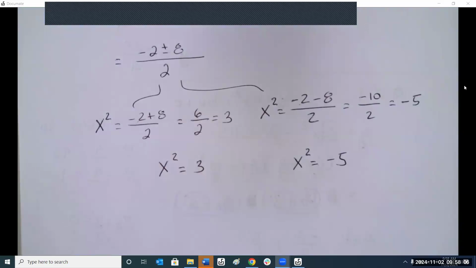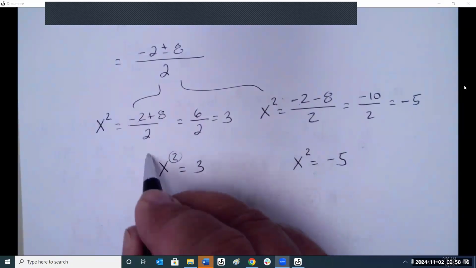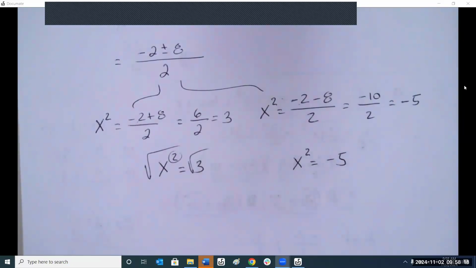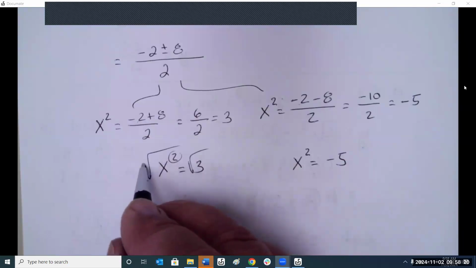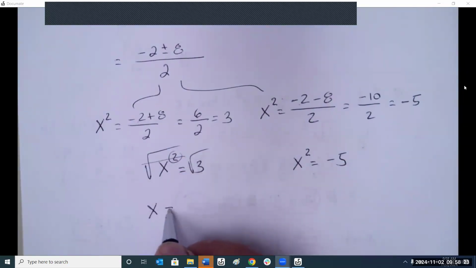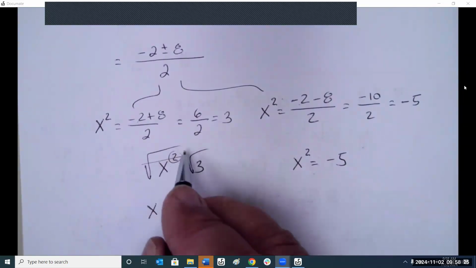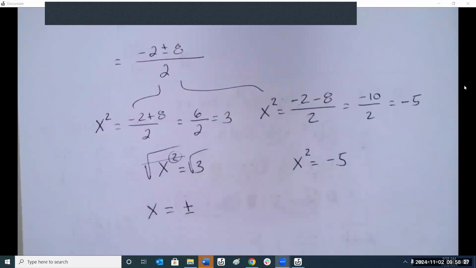We're not finished yet because we haven't solved for x. How do we get the x by itself? We have to get rid of the square, so we have to square root both sides. The square root and the square cancel. Whenever we square root something that's squared, we have to put a plus or minus in front of the answer.